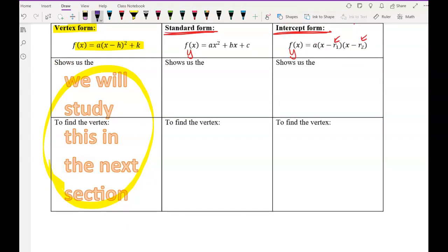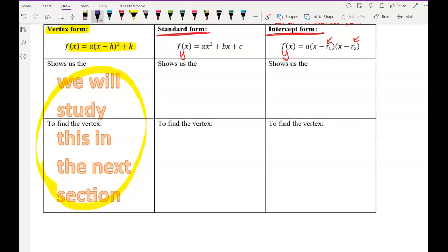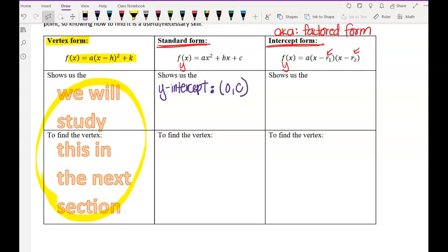So the standard form is going to give us something super fast, which is the y-intercept. Because the y-intercept is when x equals 0. I mean, this is gone and this is gone. So that means we can find the y-intercept super fast, which is (0, c). Now, the intercept form, students, aka factor form, will show us the x-intercepts super fast. Remember, x-intercepts are when y equals 0, and since it's already factored, we will have 2 for this one. Sometimes we'll have 1, and sometimes we'll have none.